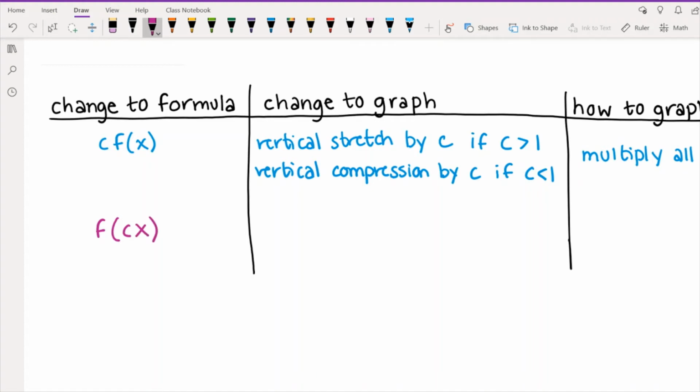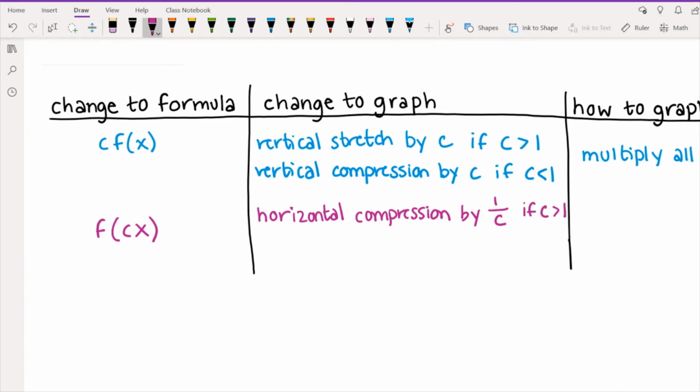So what we saw is that, what number were we working with? We were working with 2, right? The example we did was f of 2x. And so what happened is that we actually got a horizontal compression. And what was our horizontal compression by? Well, it was actually by 1/2. And so I'm going to write that in general as 1/c, if c is greater than 1.